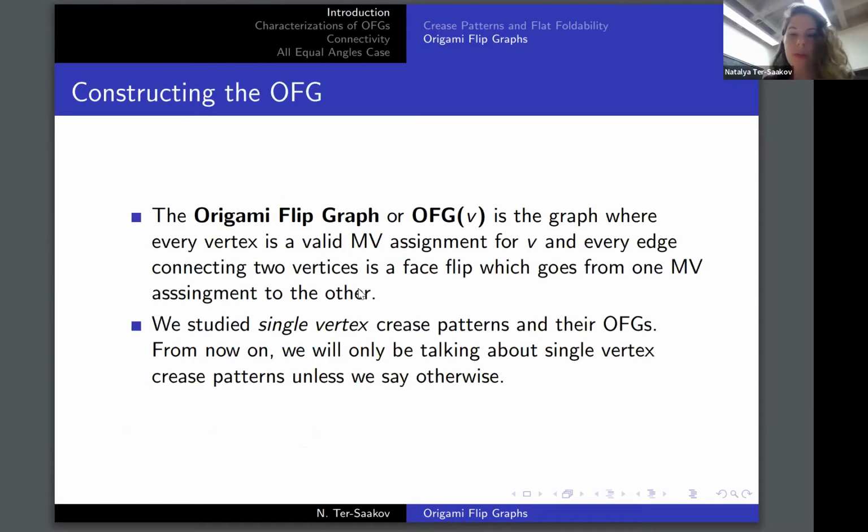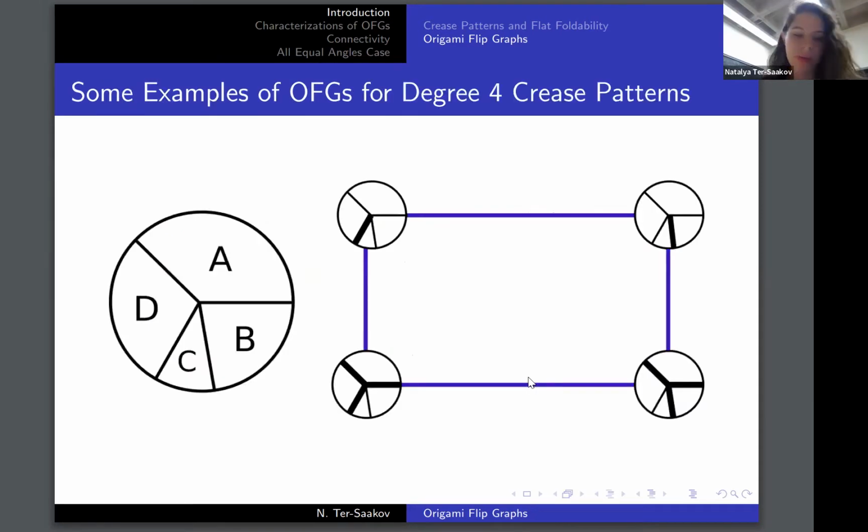So the origami flip graph illustrates these changes. Here are some examples. Here's a small origami flip graph for this degree 4 single vertex crease pattern. You can see we have the different mountain valley assignments drawn. Again, bold mountain, unbolded valley, and the face flips. This one's not labeled, so figure it out.